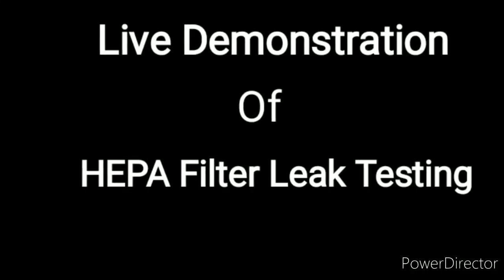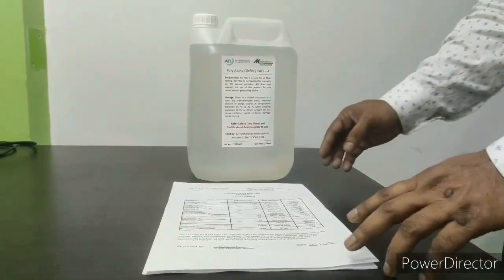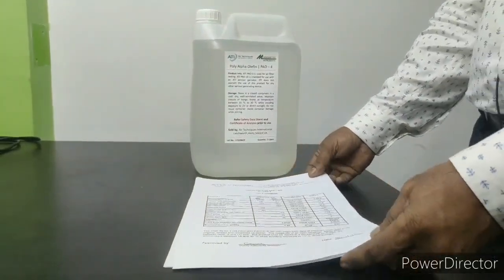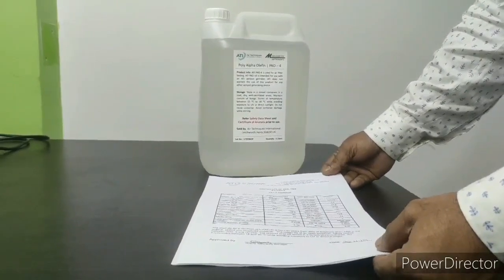photometer. The aerosol generator will be used to generate the aerosol with the PAO4 reagent, and a pressure module is used and a photometer is used to scan the filter. So let's start the demo of our HEPA filter integrity testing. Now we will be starting with the demo of the aerosol photometer with the aerosol generator.